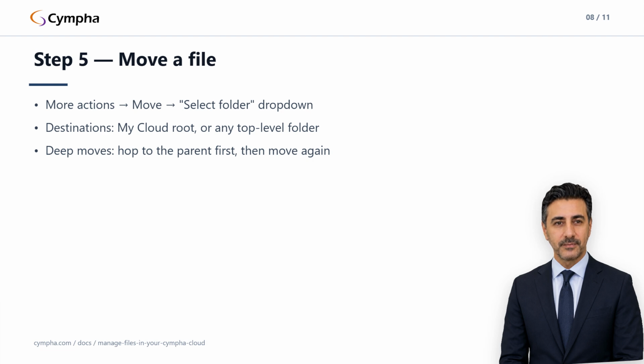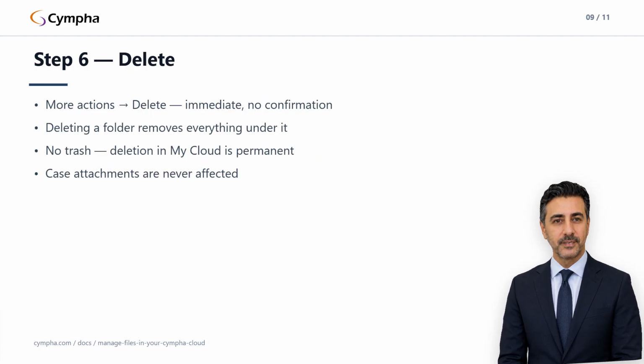Now the sharp knife. From the same menu, delete removes a file or folder, and the action is destructive and immediate. There is no confirmation dialog in this iteration of the cloud, so click carefully. The toast that says file deleted or folder deleted is the first and last thing you'll see. Deleting a folder removes every file and every subfolder under it, and there's no trash to fish things out of. Deletion in my cloud is permanent.